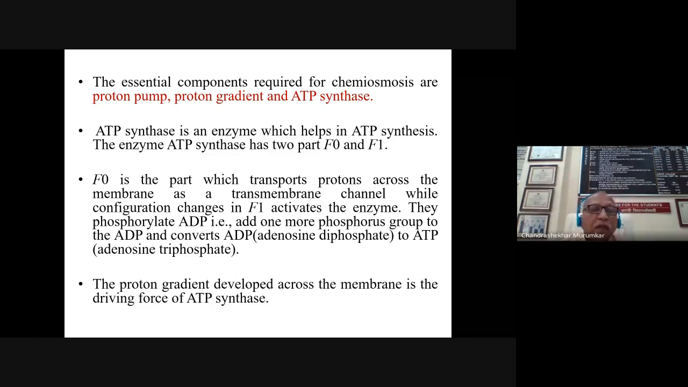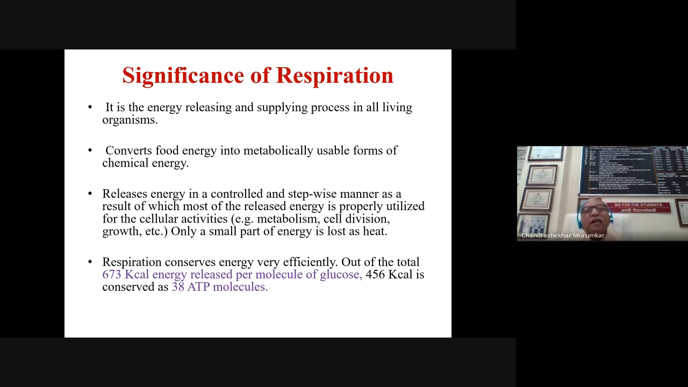Remember this. Now the proton gradient, which is developed across the membrane, is the driving force or the activating force for the ATP synthase. Now at the end, what is the significance of respiration? It is the energy releasing and supplying process in all living organisms.